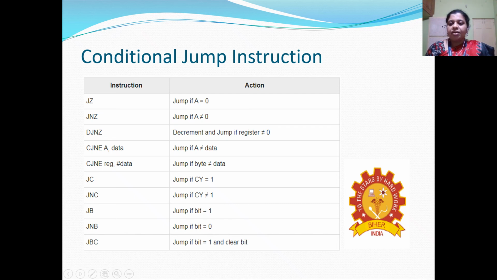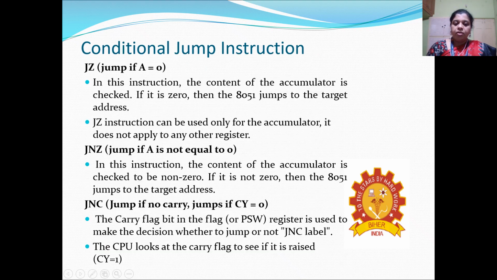And jump on carry. So if carry is set, you have to jump to another location. Jump on no carry. If carry is not set, then we have to move to the particular location. JB means jump if the bit is equal to 1. And JNB means jump if bit is equal to 0. JBC means jump if bit is equal to 1, and clear the bit. So that explanation only is described over here.